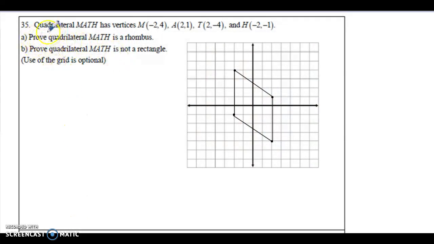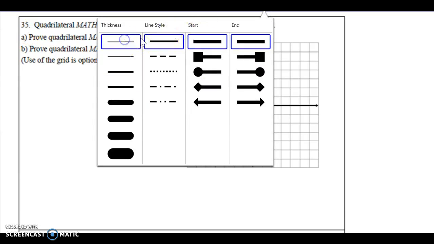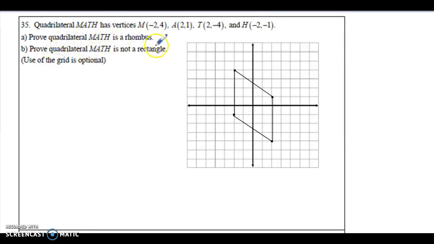Question 35 says quadrilateral MATH, and I've already plotted the points. M is (-2, 4), so here is point M. A is (2, 1), and T is (2, -4).